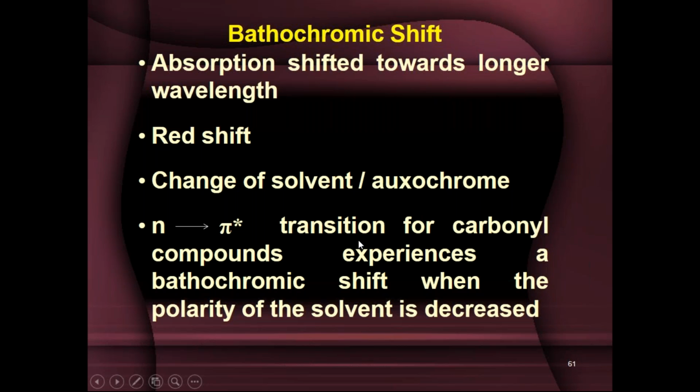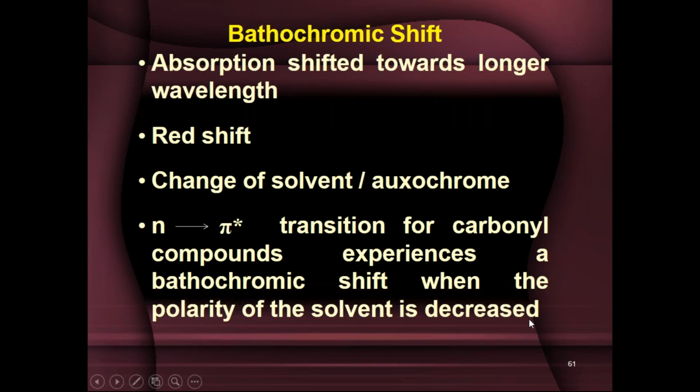The n-pi star transition will experience a bathochromic shift when the polarity of the solvent is decreased. And it will be the opposite effect for the pi-pi star transitions. When the solvent polarity is increased, then the pi-pi star transition will undergo a bathochromic shift. The n-pi star and the pi-pi star have opposite types of shifts with the same change in the solvent polarity.